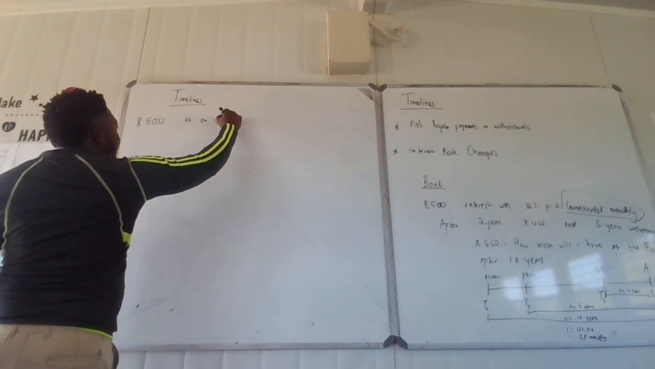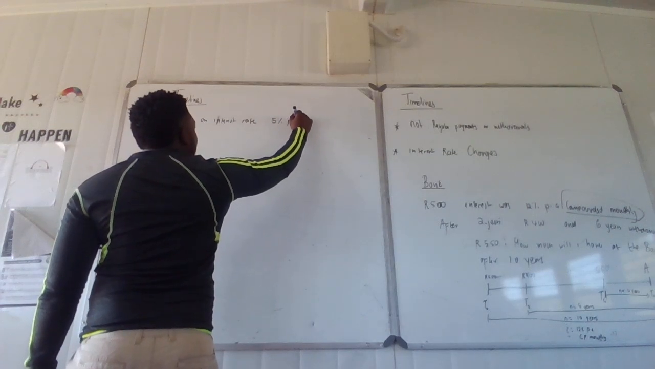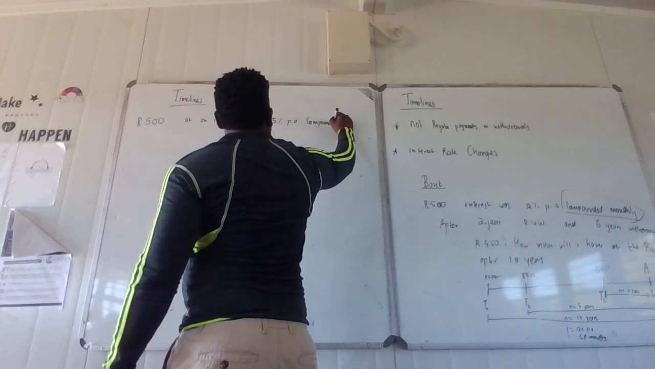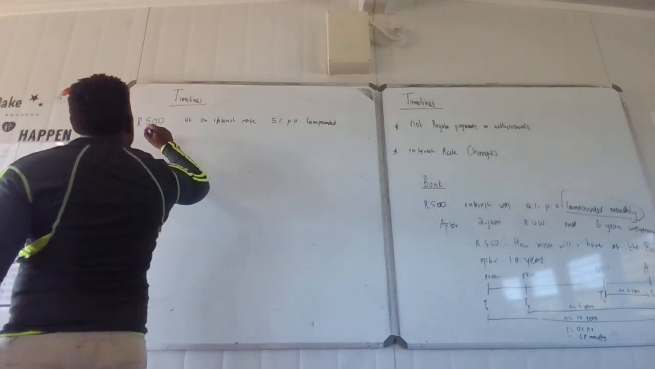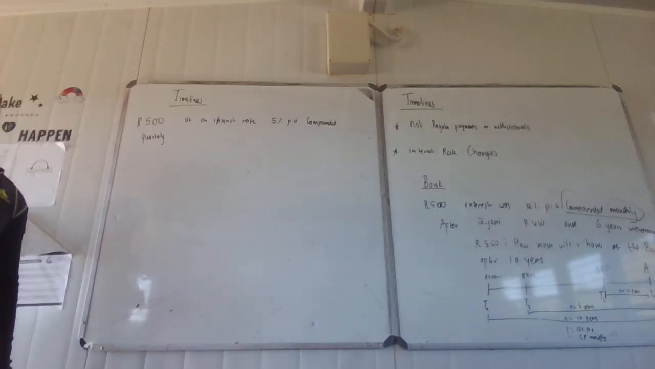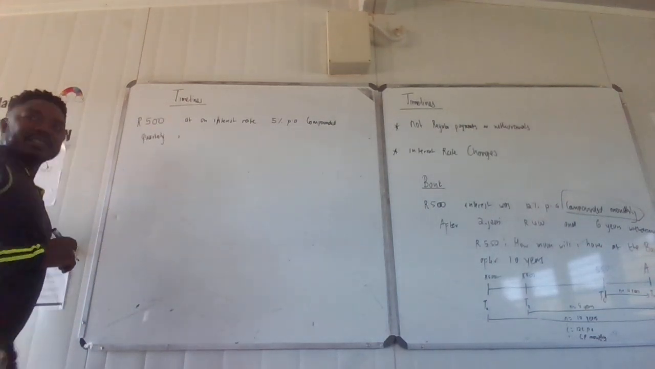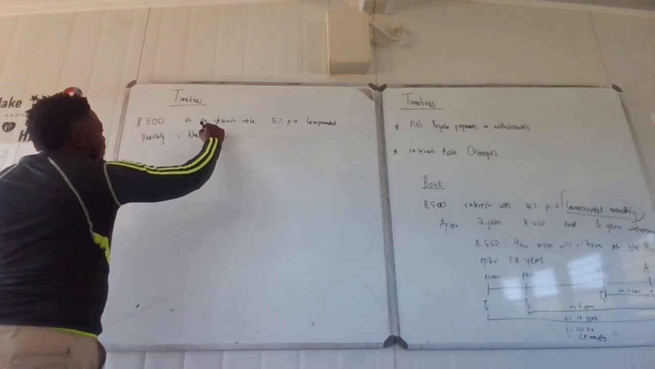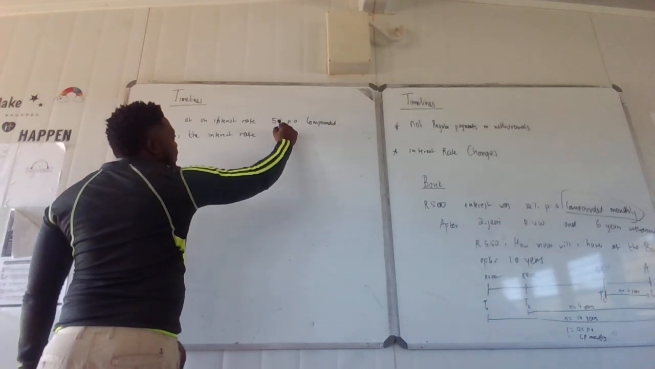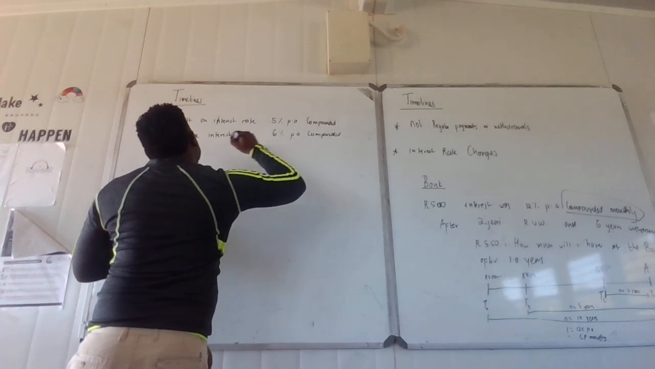And they tell you that the interest rate of your investment is actually 5% per annum compounded quarterly. But during your investment, the interest rate changes. It changes now to 6% per annum, but this time they're saying this one will be compounded monthly.